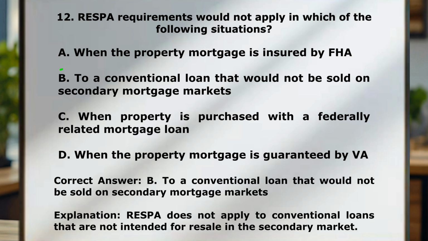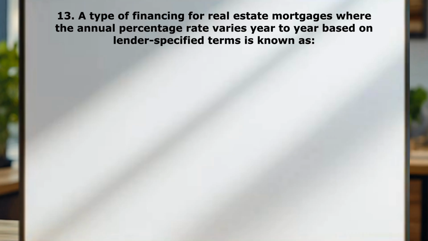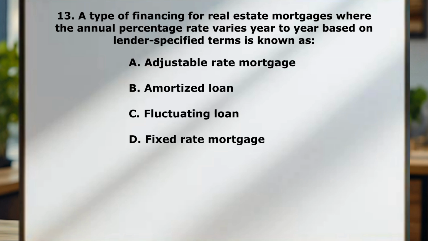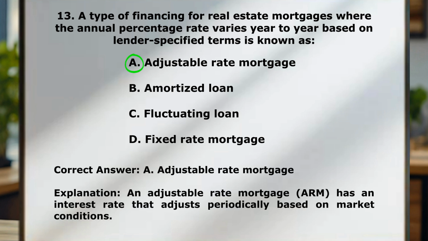Correct answer here is B, to a conventional loan that would not be sold on the secondary mortgage markets. Question number 13. A type of financing for real estate mortgages where the annual percentage rate varies year to year based on lender specific terms is known as A, adjustable rate mortgage, B, amortized loan, C, fluctuating loan, D, fixed rate mortgage. Correct answer here is A, adjustable rate mortgage.